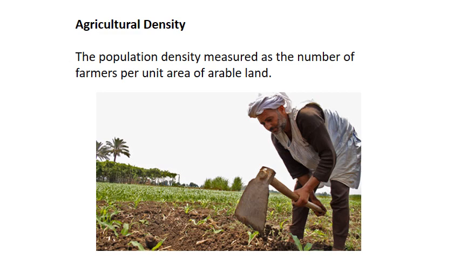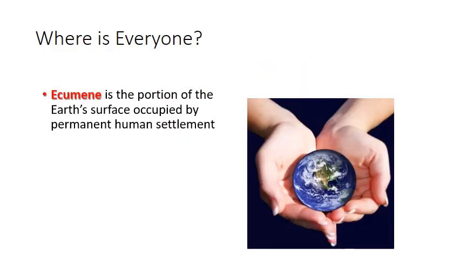And finally, the agricultural density gives us the idea of how many farmers there are per available arable land. And this gives us an idea of how efficient they are. The higher number of farmers shows a less developed nation with less efficient, less mechanized farming tools. You should remember that the ecumene is the portion of the Earth's surface occupied by permanent human settlement.